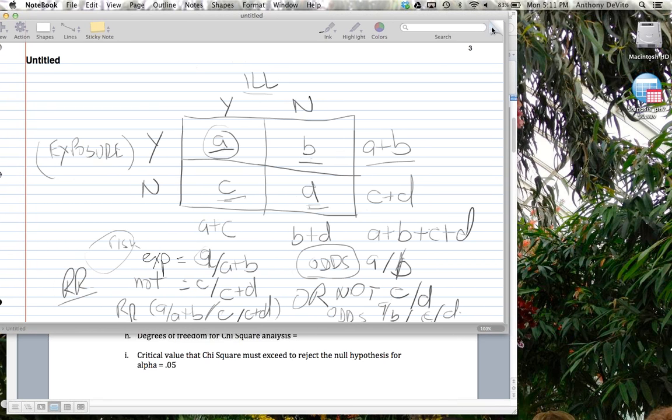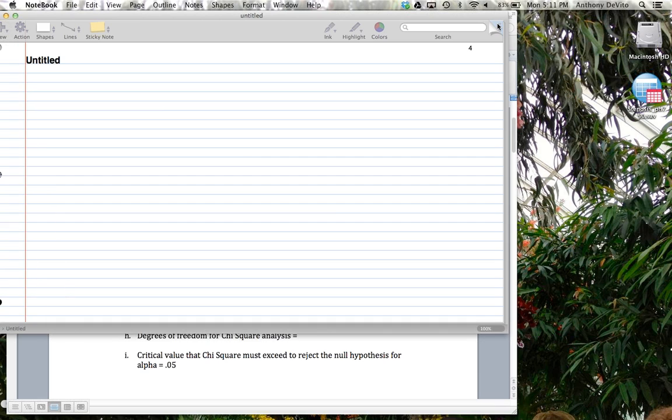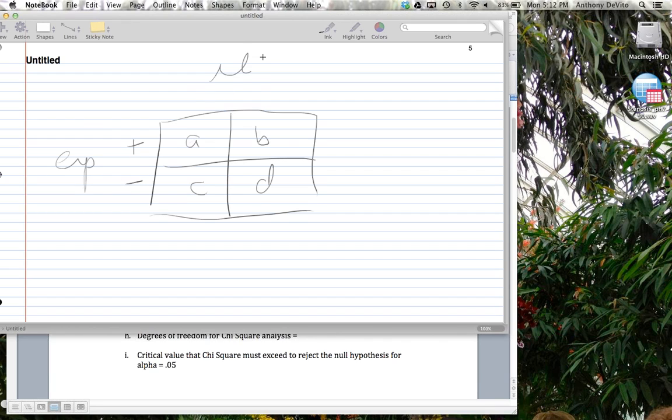Okay, so I'm going to move on to chi-square using the same box. Let me redraw it. Okay, A, B, C, D. This is exposed, not exposed, and this is illness, ill, not ill. Now let's take a look at where prevalence comes in here. So A plus B, C plus D, A plus C, B plus D, and A plus B plus C plus D is the total number of people in this study.